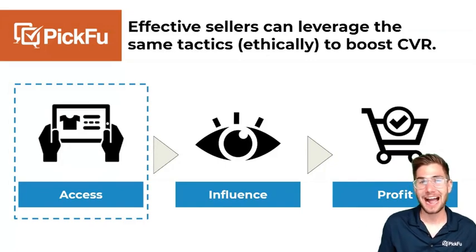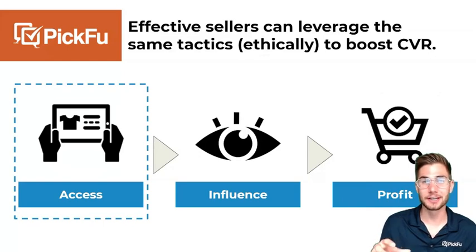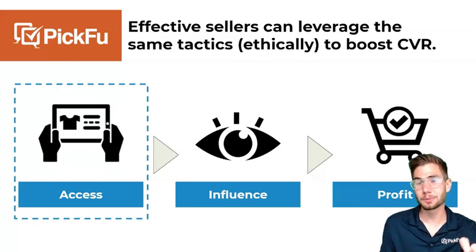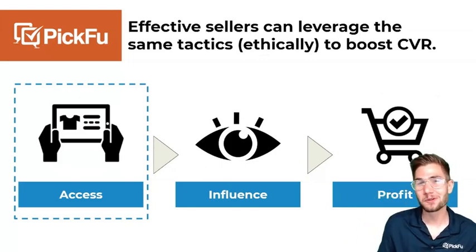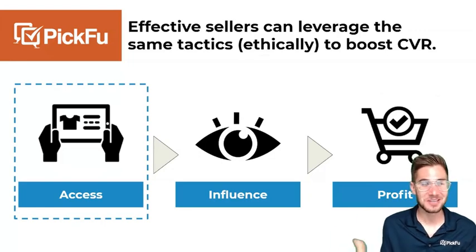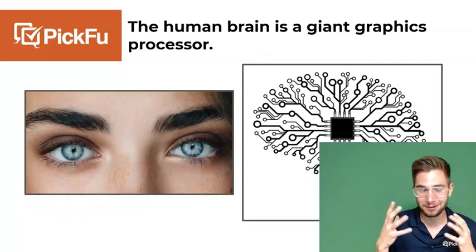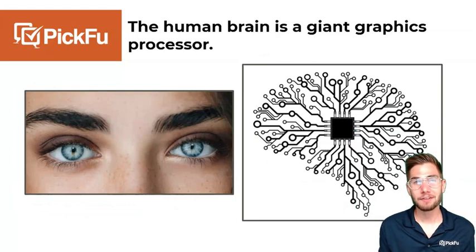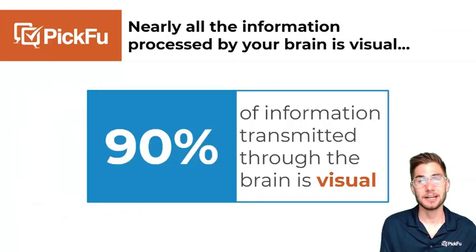So starting first with access. The cool thing is that when someone is shopping on your listing, when they're looking for a product, when they see your product from that first page of search results, you actually already have access to the most powerful computer in the world, and that's the human brain. Now you might be rolling your eyes and thinking, okay, Anthony, what the heck are you talking about? I want to make a really important distinction here. What you have to understand about how the human brain works is that the human brain is literally a giant graphics processor, right?